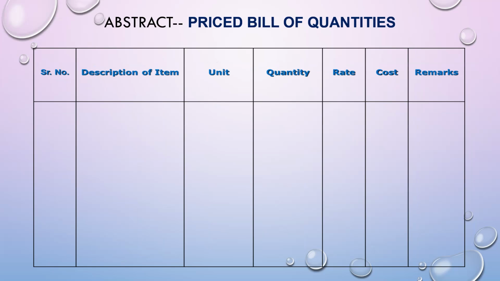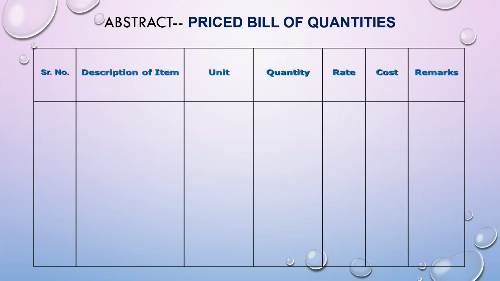Similarly, this is another format which is called abstract. It is also called a priced bill of quantities. After finding out the number of items or different items in a building work, the next duty is to find out the cost of those particular items.